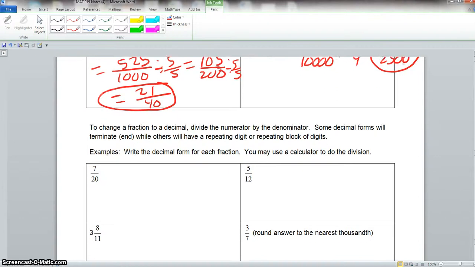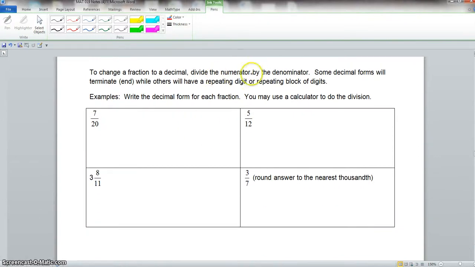Now it says here, to change a fraction to a decimal, divide the numerator by the denominator. Some decimal forms will terminate, while others will have a repeating digit or repeating block of numbers. Examples: write the decimal form for each fraction. You may use a calculator to do the division. So first we would set this up.